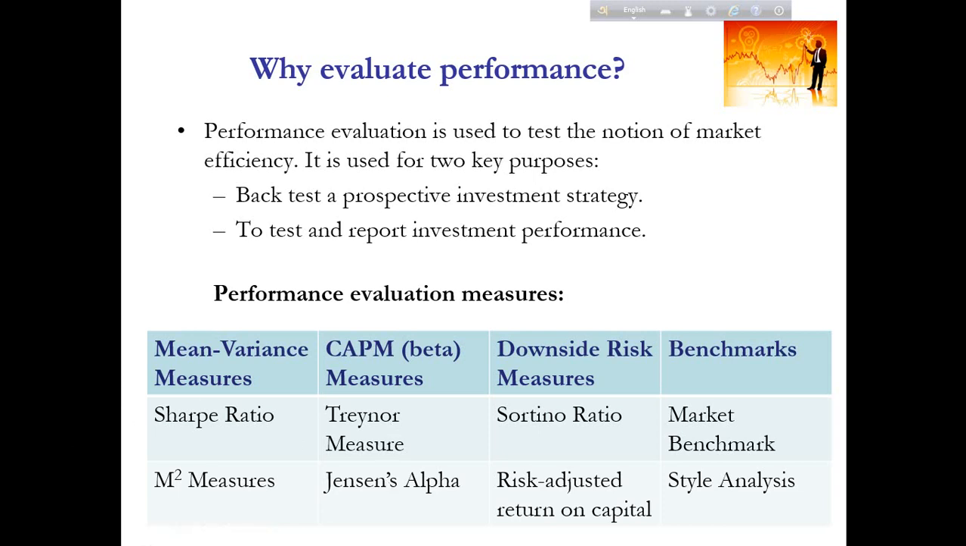Another group of measures consider risk in terms of downside risk, given we have previously seen that investors may be more concerned about downside risk as opposed to upside potential. These measures are the Sortino ratio and risk-adjusted return on capital. And finally, investors also often engage in benchmarking, whereby they compare their performance to some pre-identified benchmark as a way of controlling risk.